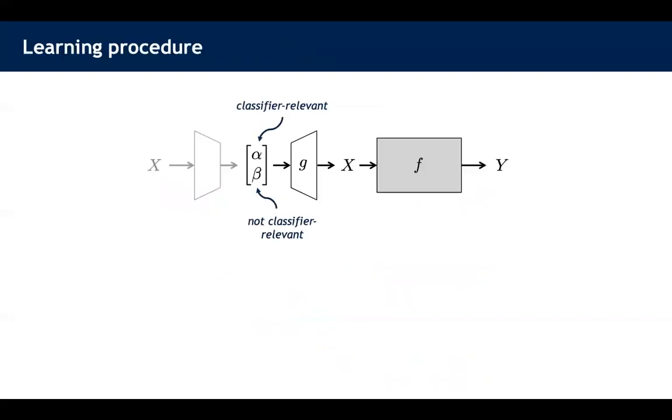To find data aspects that have a large causal effect on the classifier output, we use a generative model framework to learn a low-dimensional representation of the data. The key to our approach is that we learn this representation in such a way that a subset of the latent factors, the factors denoted alpha, have a large causal effect on the classifier output.